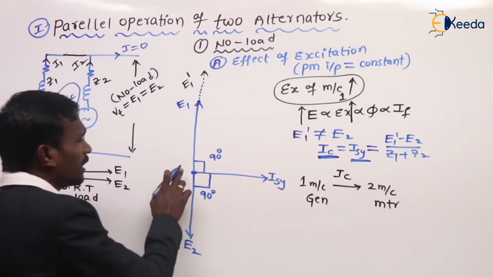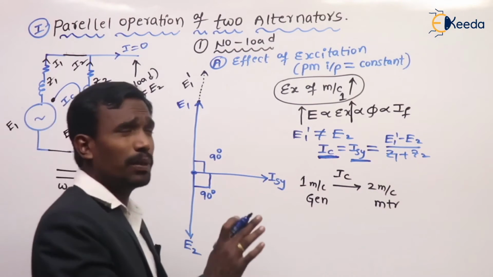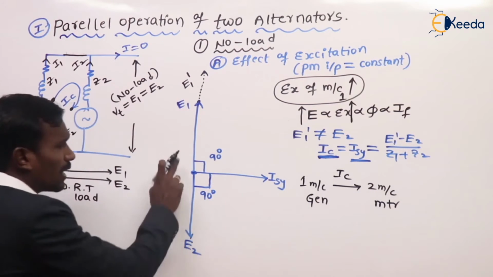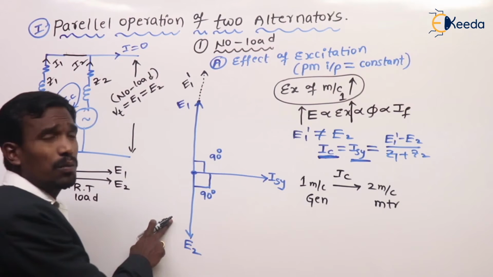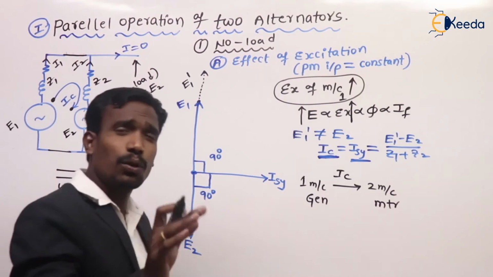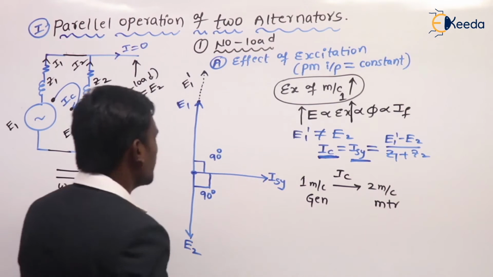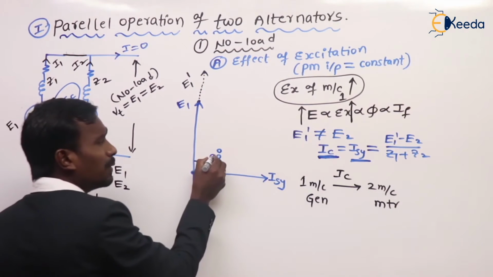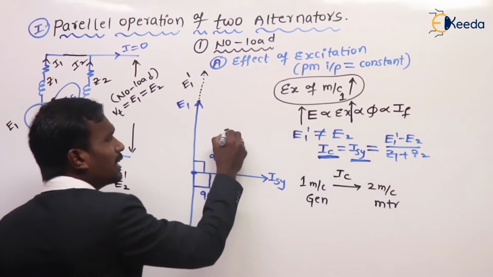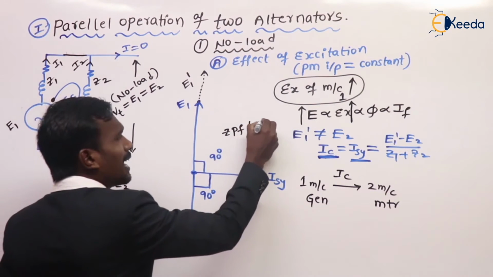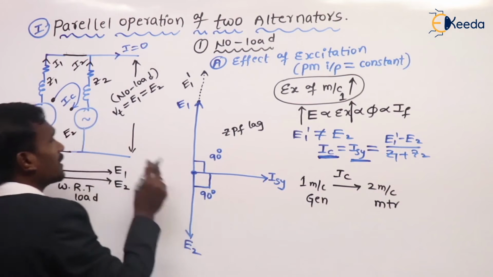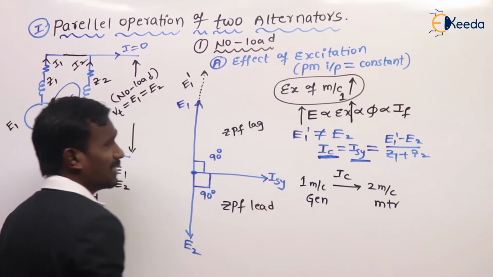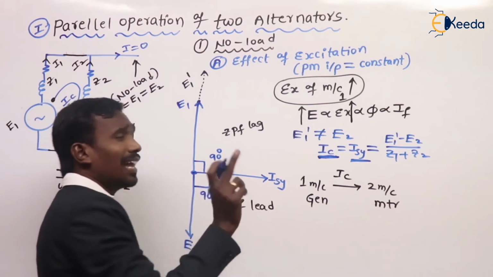Whatever I am saying, both are actually generators, but with respect to each other, they act as motor and generator. Here the first generator is 90 degrees lagging, so what is the power factor here? Zero power factor lagging. And what is the power factor of generator 2? Zero power factor leading.